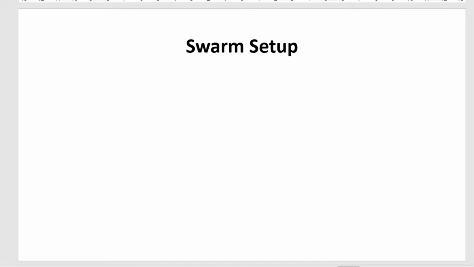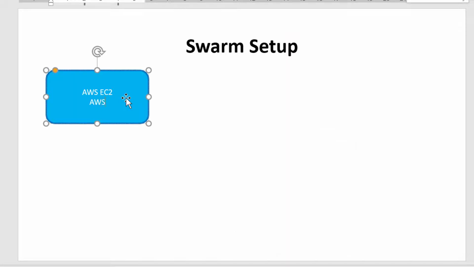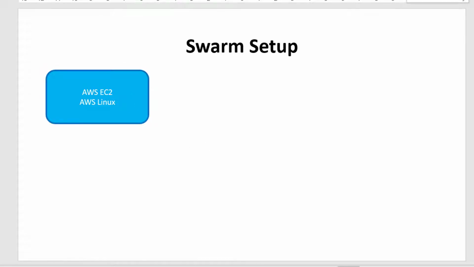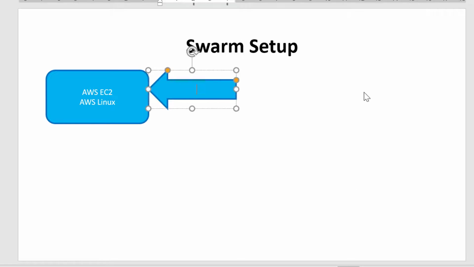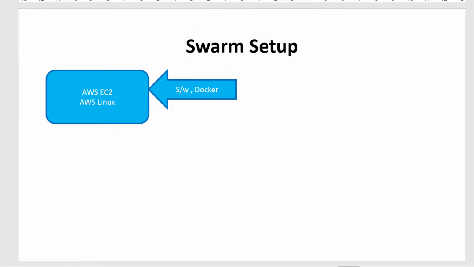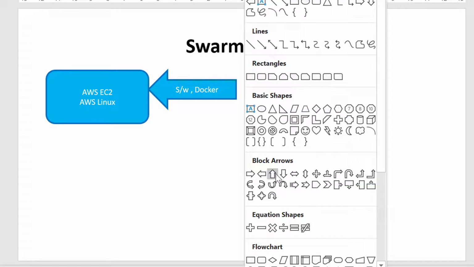To start with, I will be having a machine started with AWS EC2. This will be AWS Linux, which is based out of Red Hat. And I will be installing all the required packages. I will do the upgrade of the software and the Docker. So the software, Docker and all the required details will be done within this particular machine. And once the machine is ready and Docker is up and running, I will create an image out of it.